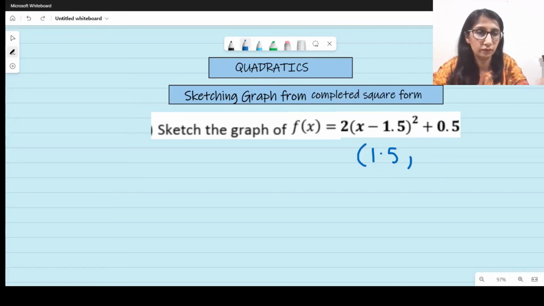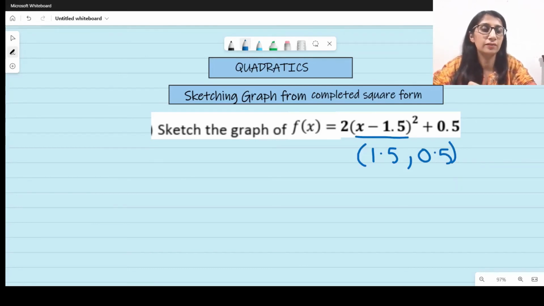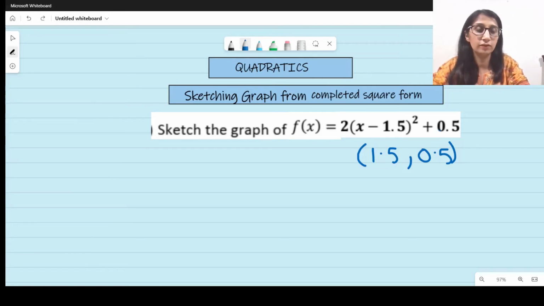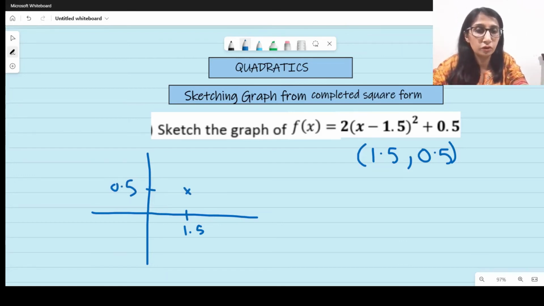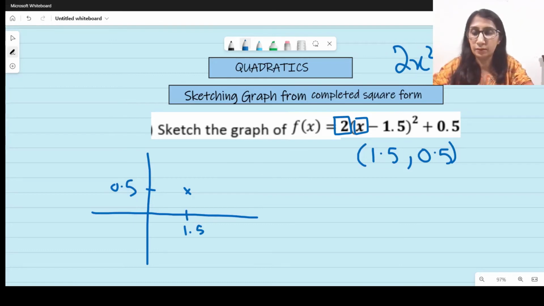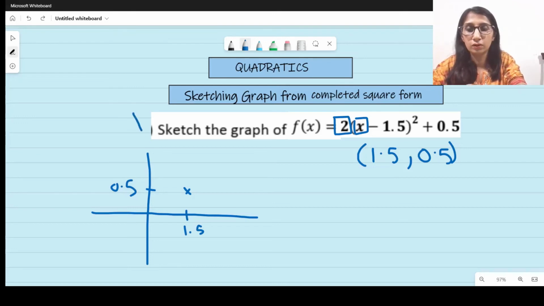The first value of the turning point is 1.5, and its y value is this value itself, so that's 0.5. So what did I do? I equated it to 0 and I got x equals 1.5, and then I just copied this value over here. So this is the turning point of the graph. If I roughly sketch the graph, let's say 1.5 is here and 0.5 is here. That's the turning point. And since the coefficient of x squared is 2, when you expand this you'll get 2x squared, so it's going to be a parabola shaped graph. So this graph is going to go like this.